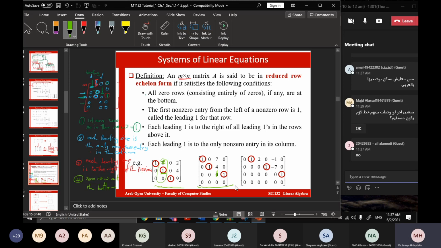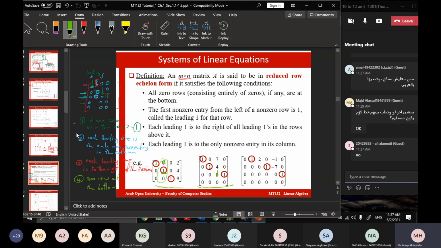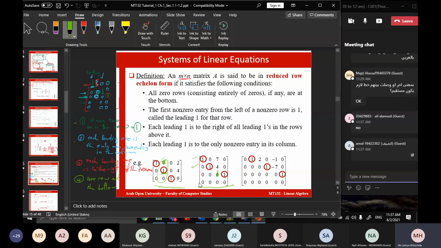I want to hear from you. Will it be in reduced echelon form? Check the four conditions. See if the four conditions are satisfied. So the first two are okay. What about the third? Let's go to the third.